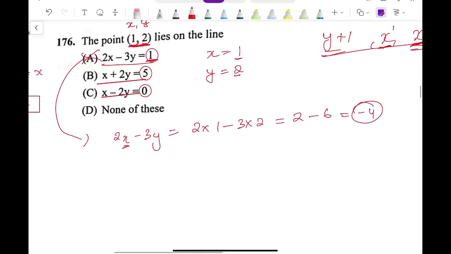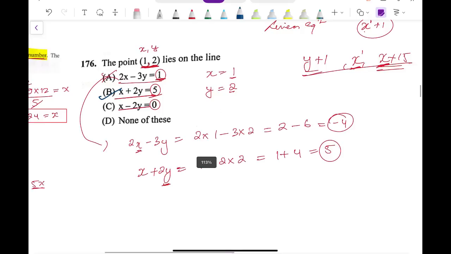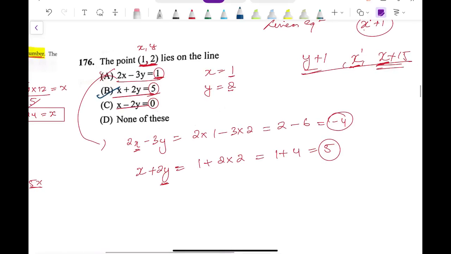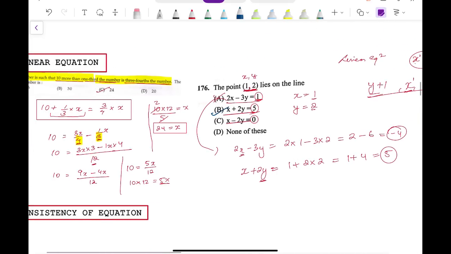Next is x plus 2y is equal to, that means x here is 1 plus 2 times y, how much is y? Y is 2 here. So 1 plus 2 2s are 4, so 1 plus 4 is 5. We are getting 5 and we have 5 here. So our correct answer here is this one. You don't need to check the other ones. Whenever you see this kind of question, you just put the values of x and y. If your left hand side is equal to right hand side, then that's the answer.